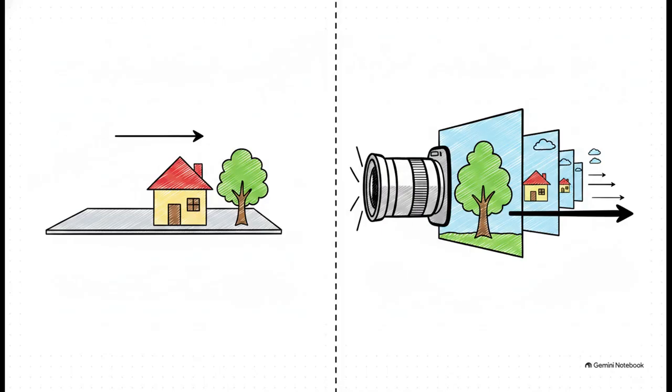To put that into perspective, let's contrast these two approaches. In a flat 2D scene, everything has uniform scaling. If you pan across it, it just looks like a flat piece of paper sliding across a desk, zero depth perception. But in a 3D parallax scene, it's a completely different story.